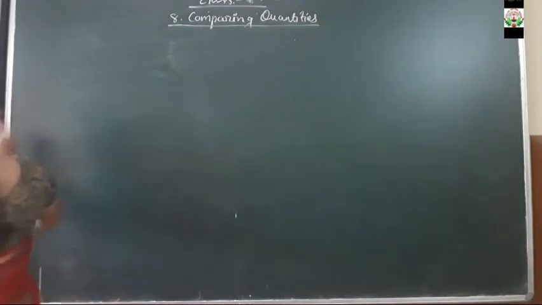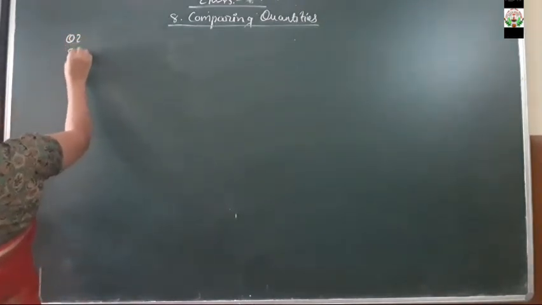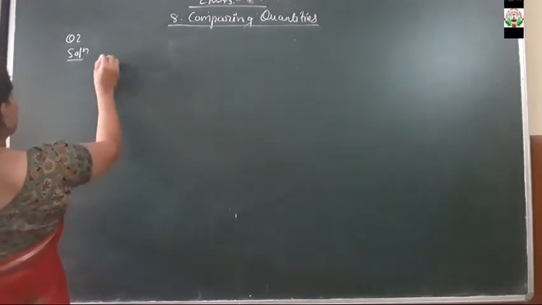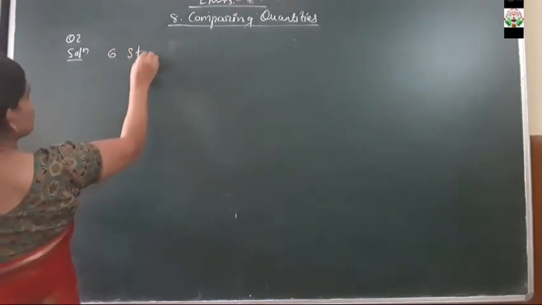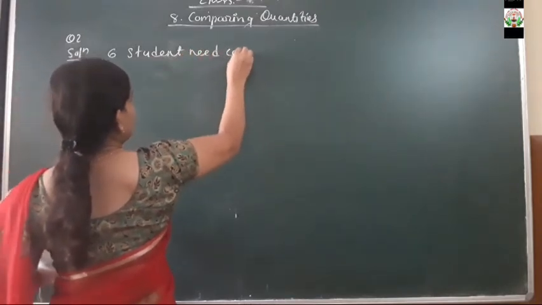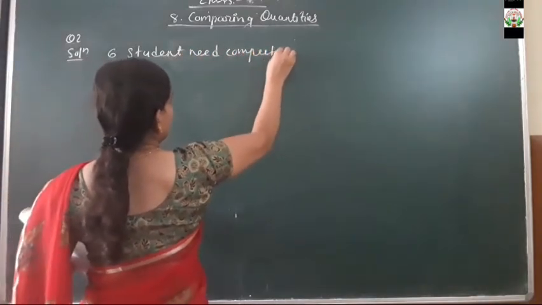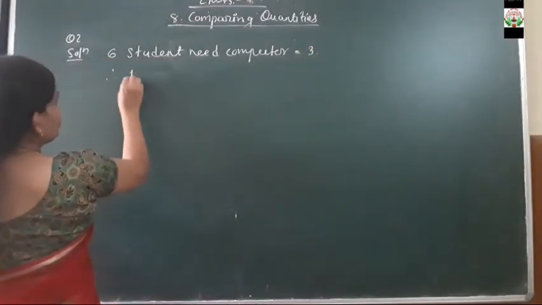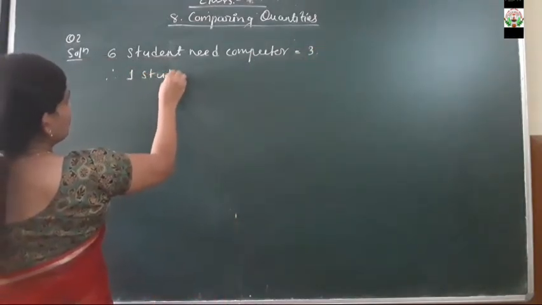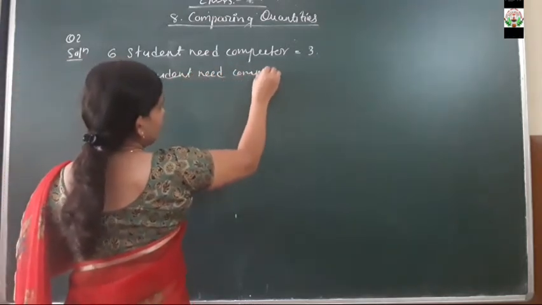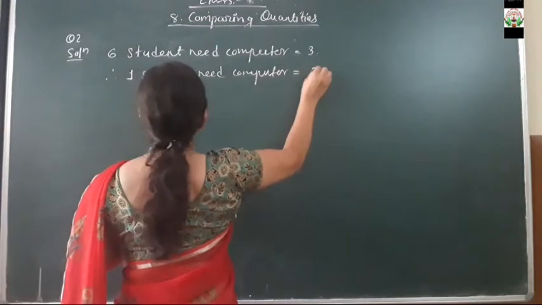Now, question number 2, solution. What are we having? 6 students needed computers is equal to 3. Okay. Therefore, 1 student needs computers is equal to 3 upon 6.